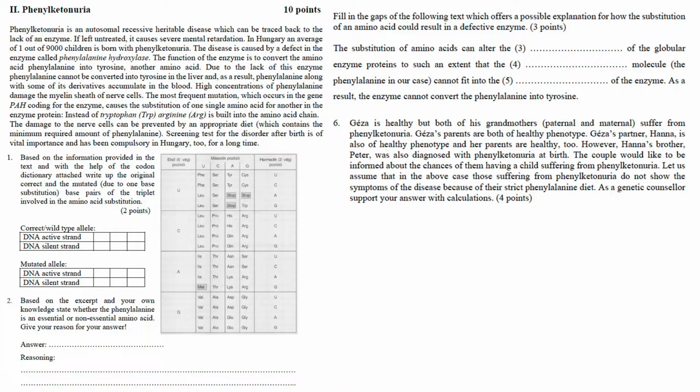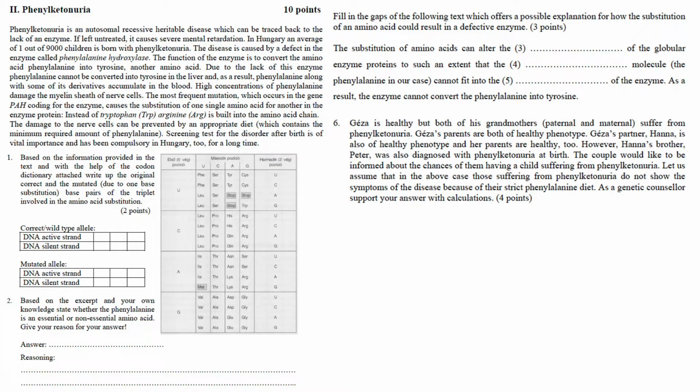The disease is caused by a defect in the enzyme called phenylalanine hydroxylase. The function of the enzyme is to convert the amino acid phenylalanine into tyrosine, another amino acid. Due to the lack of this enzyme, phenylalanine cannot be converted into tyrosine in the liver, and as a result, phenylalanine along with some of its derivatives accumulate in the blood. High concentrations of phenylalanine damage the myelin sheath of nerve cells.